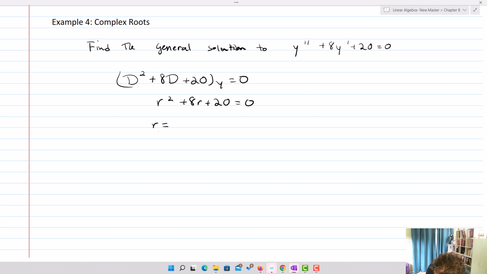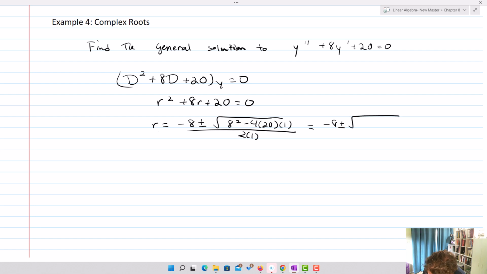Using the quadratic formula, I get r equals negative 8 plus or minus the square root of 8 squared minus 4 times 20 times 1, all over 2 times 1. This ends up equaling negative 8 plus or minus the square root, and this is going to be 64 minus 80, so that's going to be negative 16, over 2. And so we're left with negative 8 plus or minus 4i over 2, which ends up being negative 4 plus or minus 2i as the solution to our auxiliary equation.